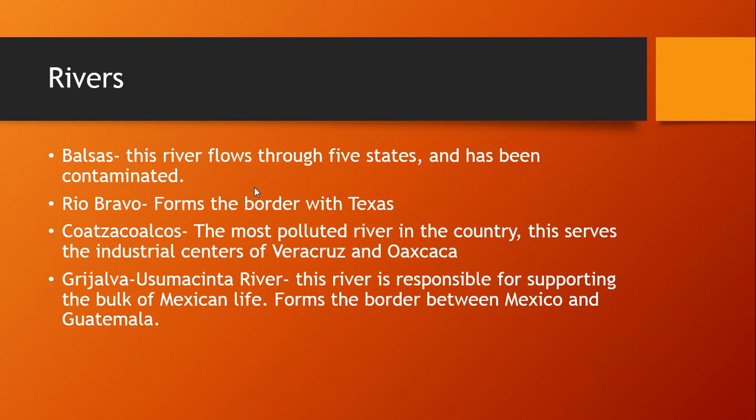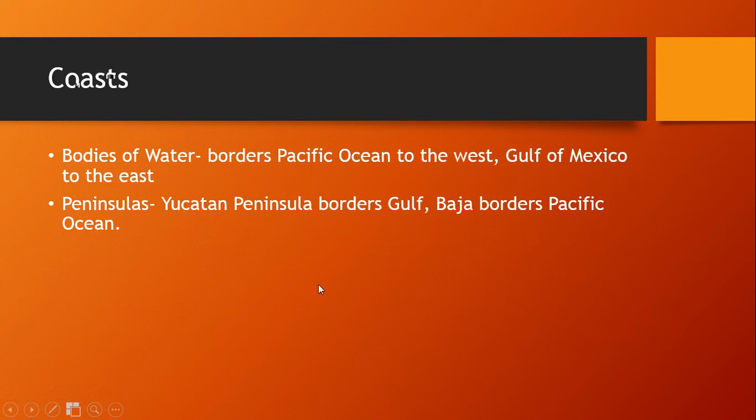Two other rivers I want to touch on are the Balsas and the Coatzacoalcos. They are very, very polluted. They run through 5 different states, the Balsas does, and the Coatzacoalcos is the most polluted river in the country, and it serves Veracruz and Oaxaca, which are two of the major industrial centers of the country. We're going to talk about that more when we talk about cultural geography, but what's ended up happening is these rivers have a lot of pollution runoff, and so they're actually contaminated and toxic, and they don't support as much life, but they're very important because they run through major population centers.